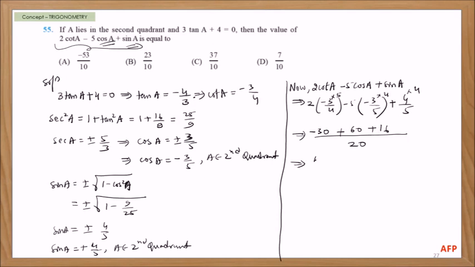So 46 divided by 20, which is nothing but 10 by 23 is the answer.